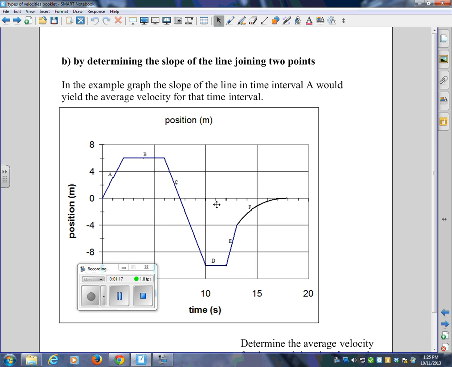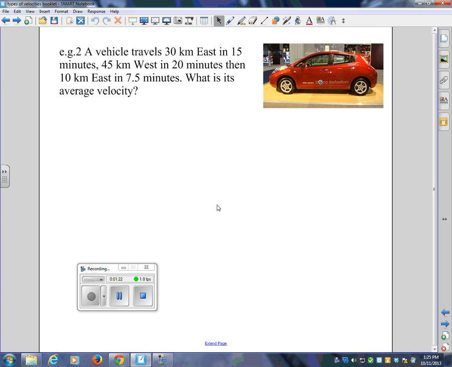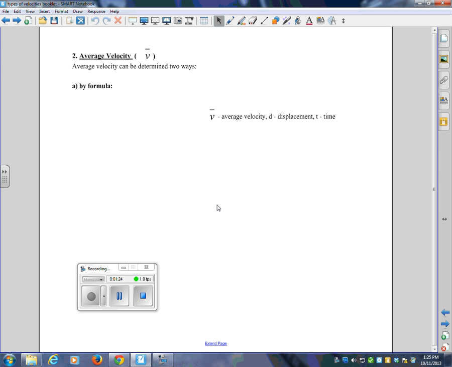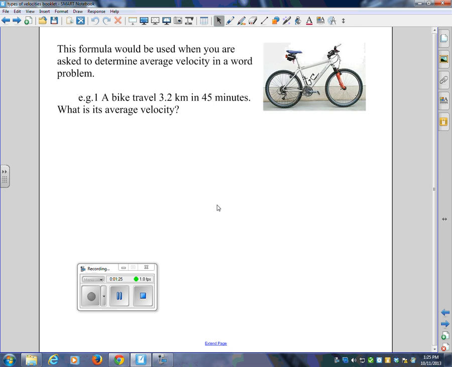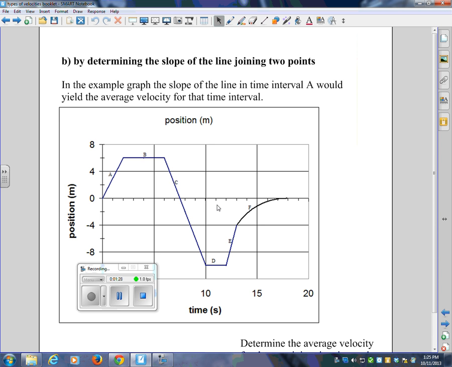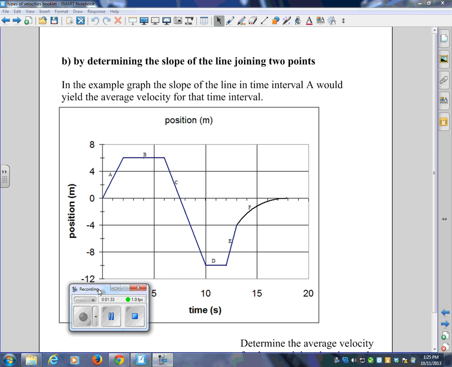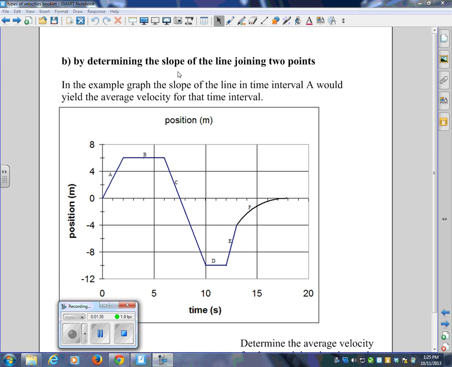Sorry, I should go back a little bit here, right? So when we're talking about average velocity, you can do it by formula, or in a word problem, or if you have a position time graph like we have here, then how do we find average velocity? And that is by determining the slope of the line joining the 2 points. And the 2 points are the end points of the interval, I guess you could say.